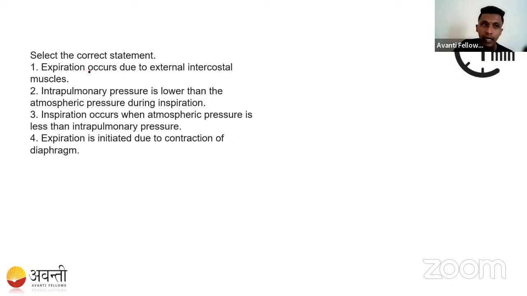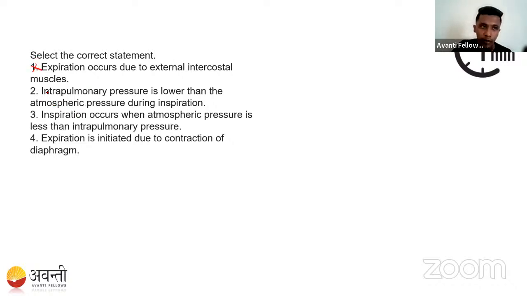So let's see the first option. Expiration occurs due to the external intercostal muscles. Expiration is a passive process. Both your external intercostal muscles as well as the diaphragm collapse. They come to the relaxation state because your neurological signals cut off, because the respiratory centers in the brain tell them nothing. So when they tell them nothing, both your external intercostal muscles and diaphragm collapse, and that will lead to the expiration process, which is very passive. So that is why our first option is wrong.